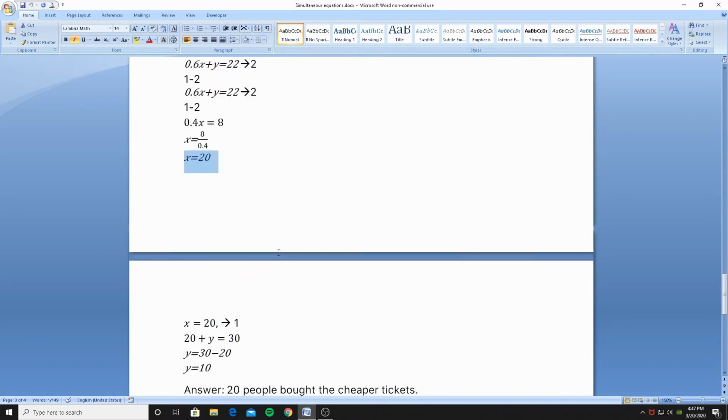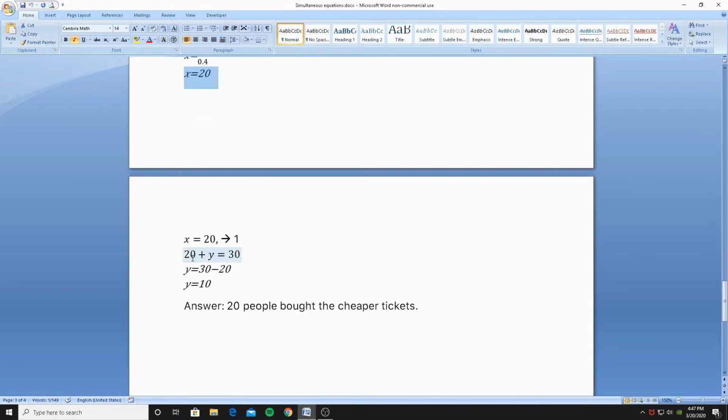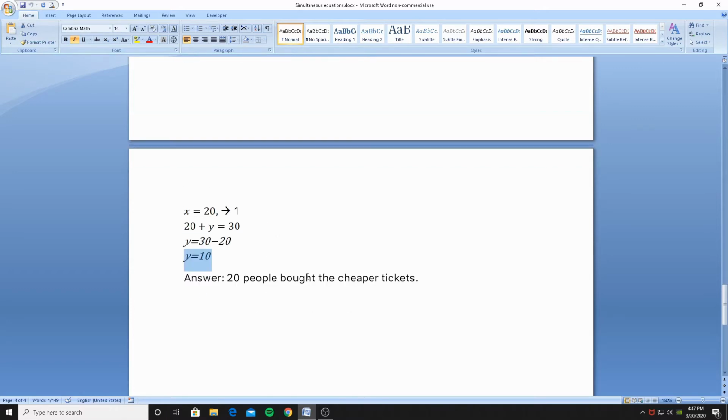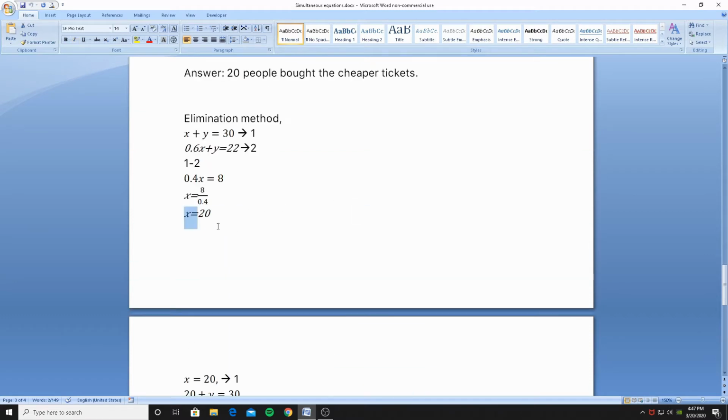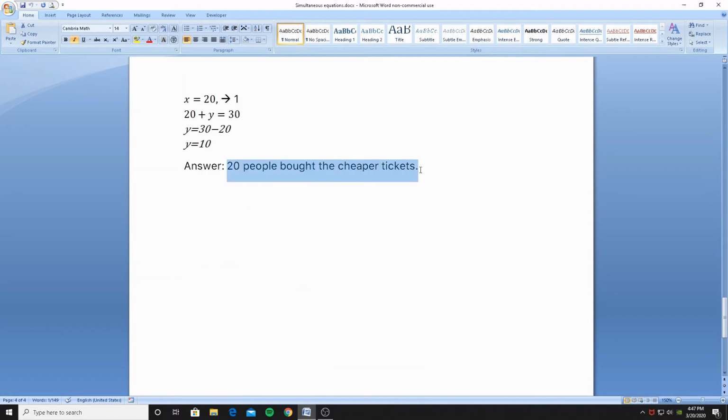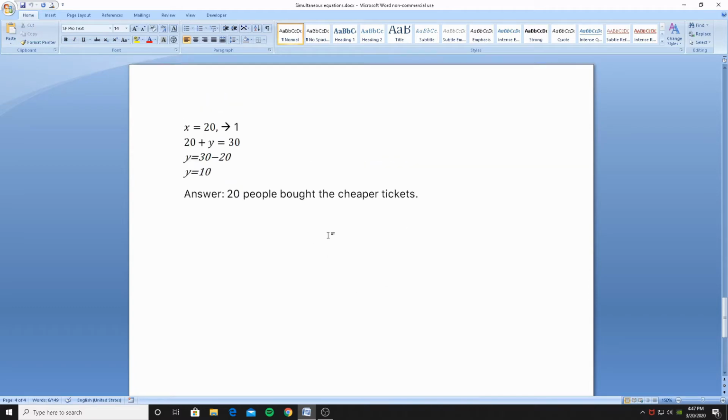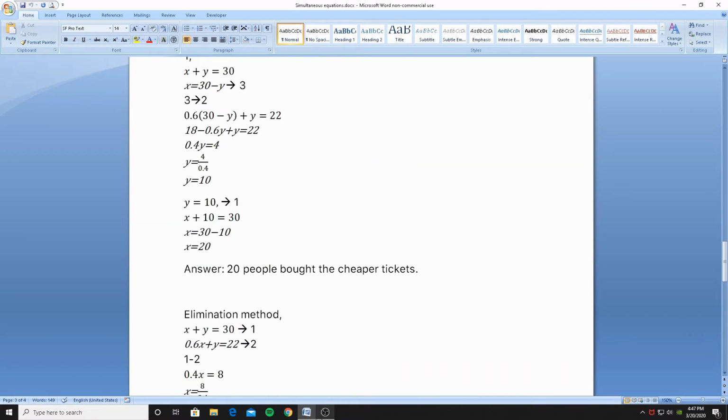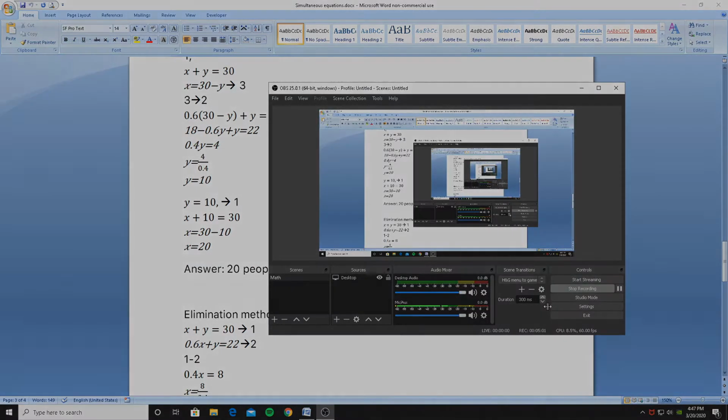So x equals 20, sub it into equation 1, 20 plus y equals 30, bring this 20 over, y equals 10. That's your solution for y, but it says the cheaper tickets, so 20 people bought the cheaper tickets. That is all for simultaneous equations. We'll go on to the next subtopic.